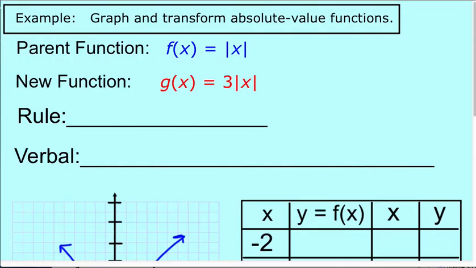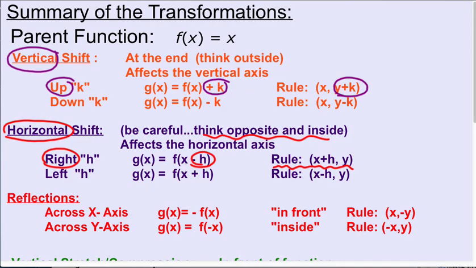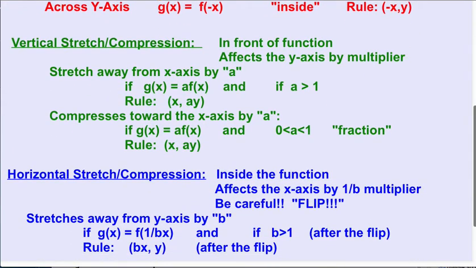All right, let's scroll ahead. Another parent function, f of x equals absolute value of x, same one. But now what's happening? We have a transformation. This transformation is a multiplier in front of the function. So if we head back a couple slides here, it's a multiplier in front of the function. It's going to affect the y-axis by that multiplier. So we have two choices, is it a stretch or compression? And what that means is, am I going to get taller or am I going to get wider?